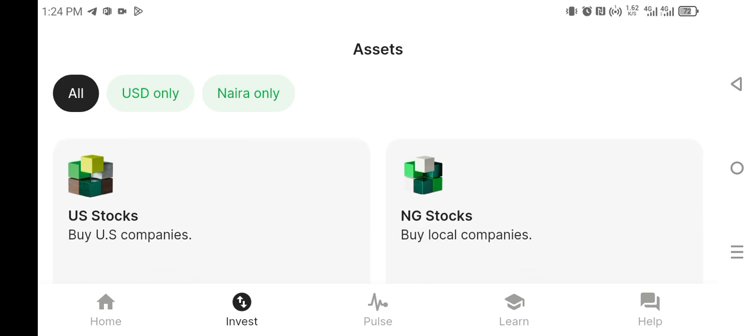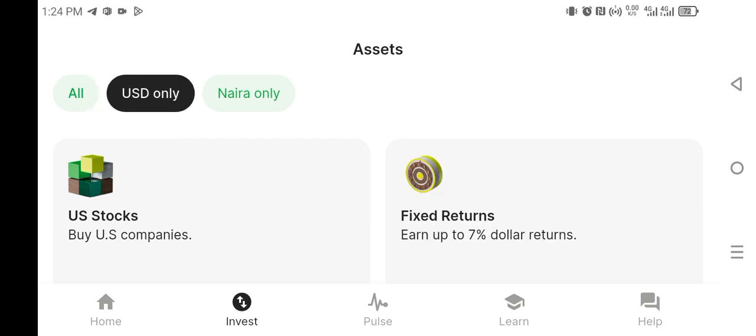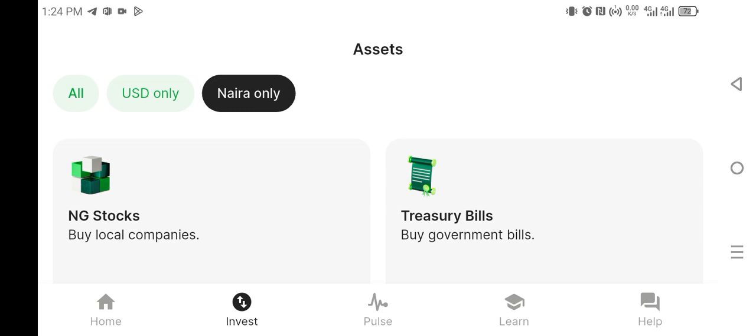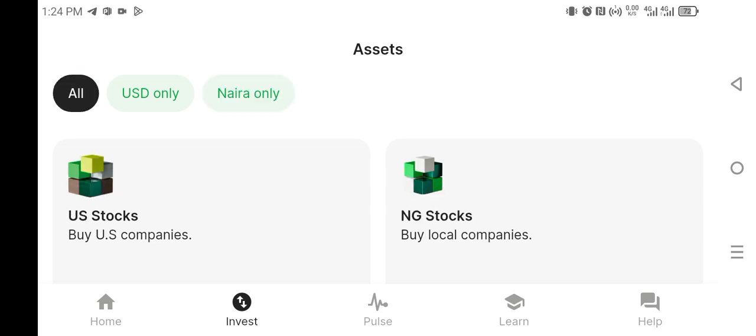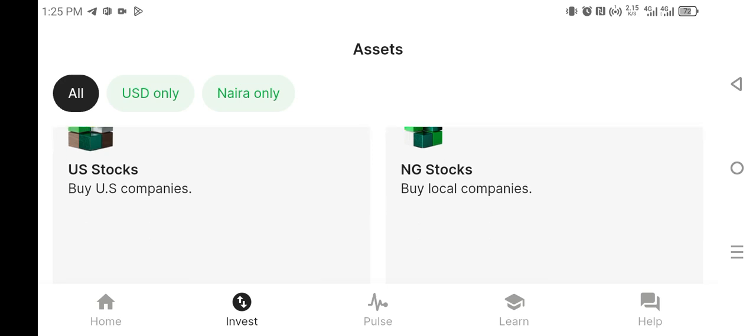Now we have the US stock. First of all, I'm under all, so you see both the US stock and the naira stocks. But if you want to just invest in USD stocks, this will show you all the US stocks. And then if you want to invest in only naira, this is what it will show you. So I'm clicking on all. So the invest shows you the different things you can invest in. You have your US stock, you can invest in US stock using your Bamboo app. You have your NG stocks, you can invest in your NG stocks using your Bamboo app.